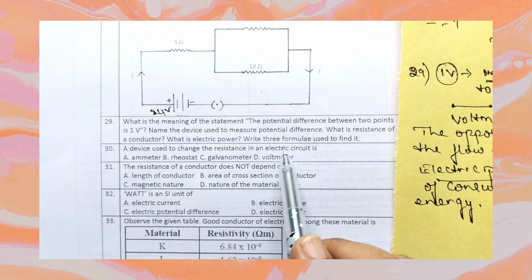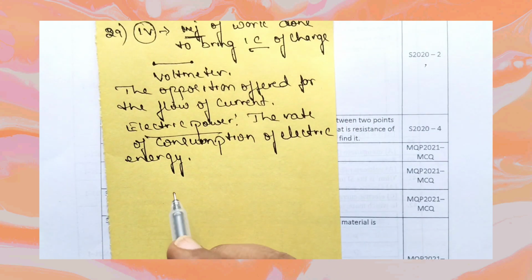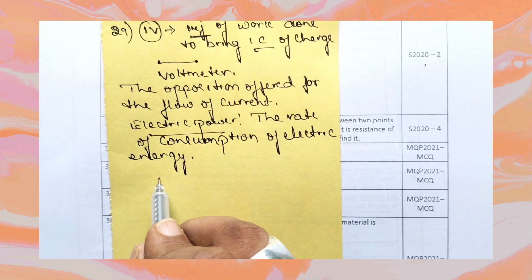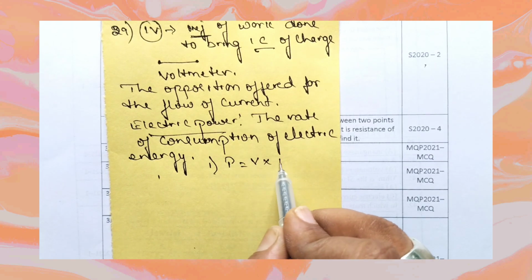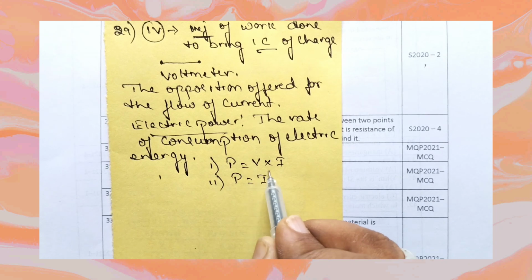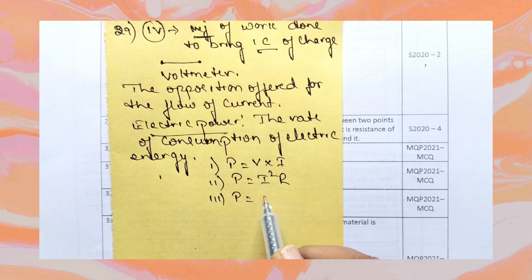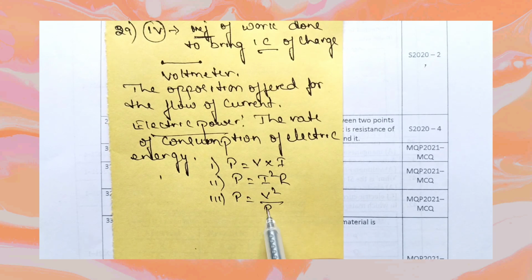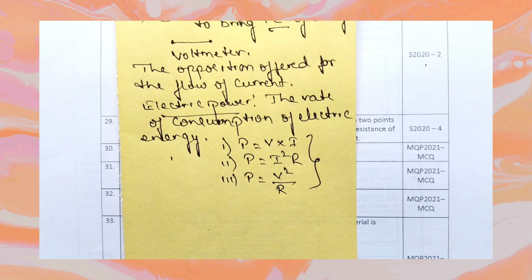Next, write the 3 formulas used to find it. The first one is P is equal to V into I. The second one is P is equal to I square R. The third one is P is equal to V square by R. So these are the 3 formulas to find the electric power.